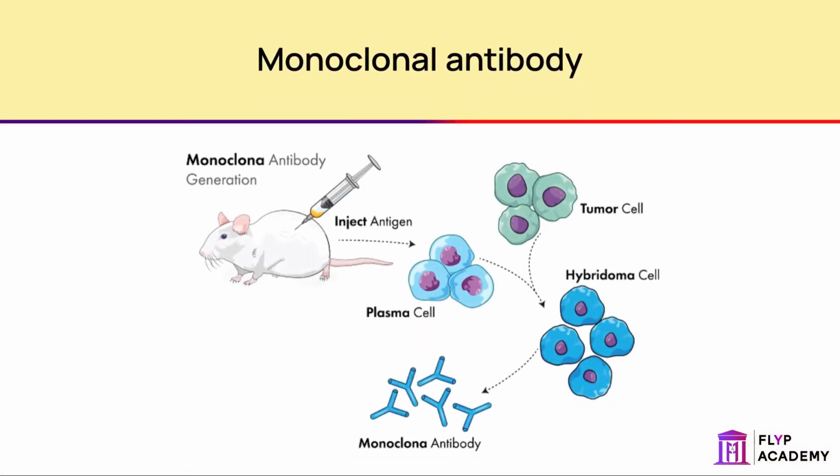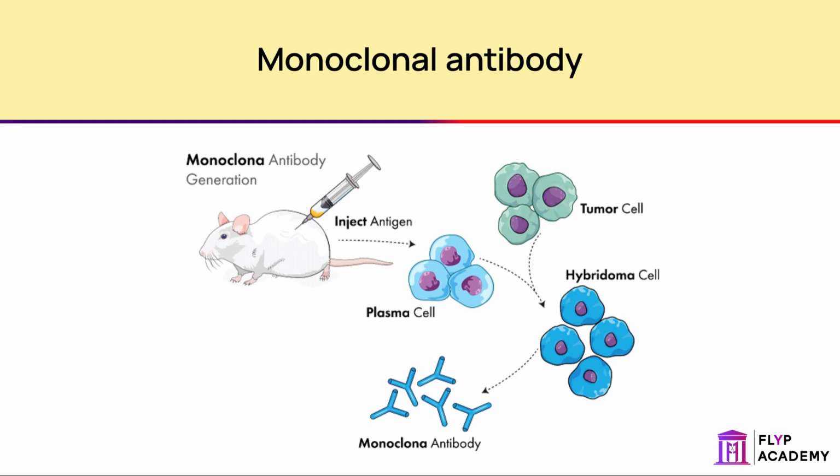Monoclonal antibodies are produced by stimulating mouse lymphocytes to produce the required antibody. There are several steps in the process. In the first step, the mouse is injected with an antigen. This stimulates an immune response in the mouse's body. This stage is called immunization.